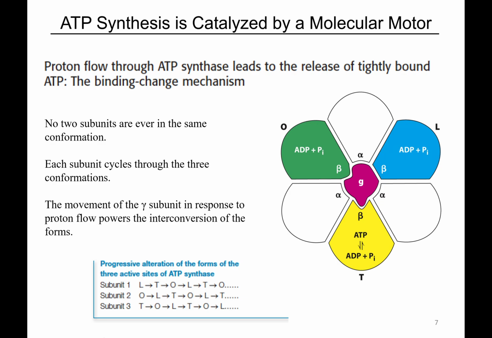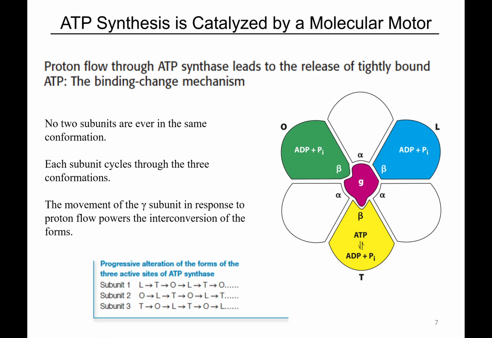So each rotation is 1/3 of a full rotation, right? Each time the gamma subunit moves, it moves by 120 degrees. And that causes the production of one ATP. It moves another 120 degrees, the production of a second ATP. Another 120 degrees, a third ATP. So a full rotation of this gamma subunit yields 3 ATPs. Or if it's going in the reverse direction, it will consume 3 ATPs and release 3 ADPs.